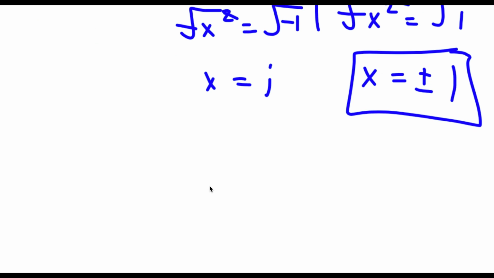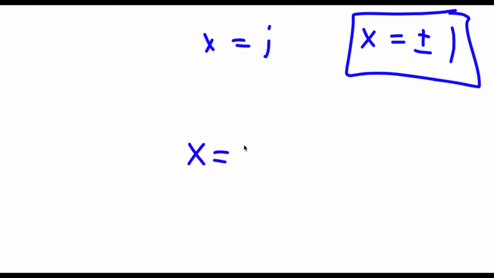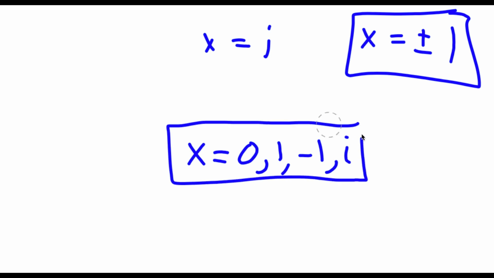So my solutions are x is equal to 0, 1, negative 1, and i. So these are my four solutions to this problem.